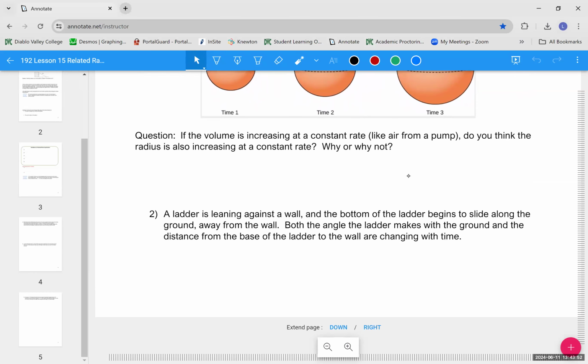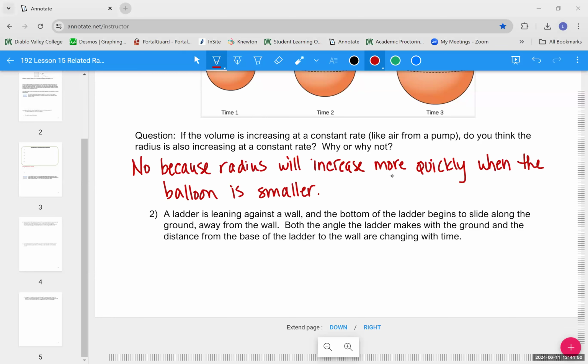So I want you to take a second to answer this question. If the volume is increasing at a constant rate, like you turn on a pump, so it's just flowing that air in at a constant rate, do you think the radius is also increasing at a constant rate? Why or why not? So take a minute to think about that. Maybe pause the video. So the answer to the question is no. The radius will not increase at a constant rate.